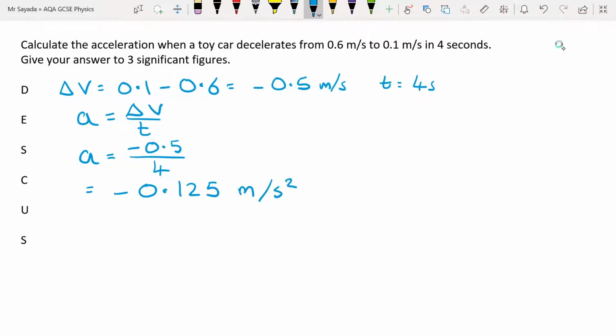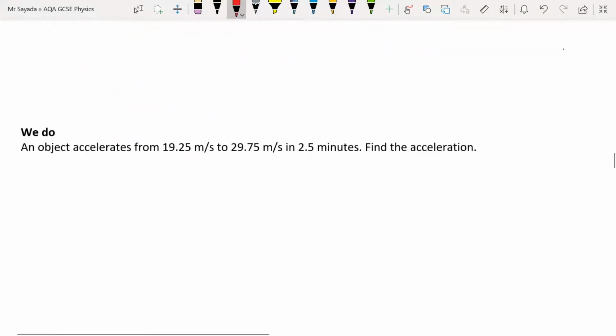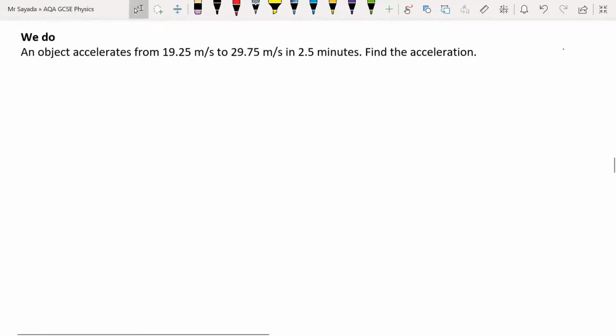And finally, I need to check the number of significant figures. In the question, I've been asked for 3 significant figures, and my answer is already to 3 significant figures. If you're worried about this negative sign, don't be. It just means it's slowing down. I'd like you to now try this question yourself in your exercise book. Pause the video and press play once you're done.